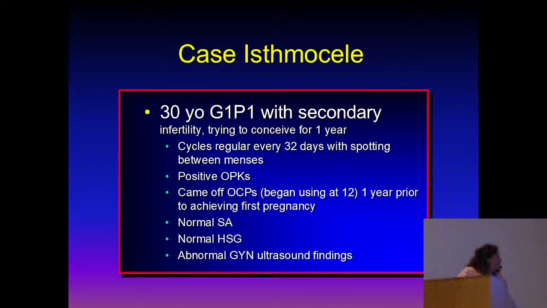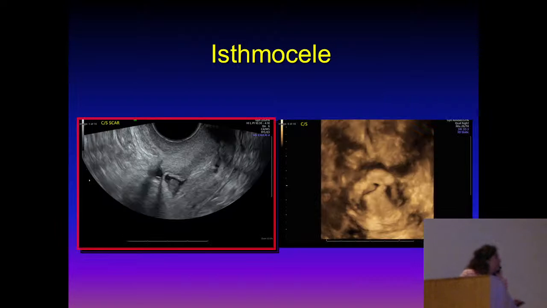So in the final case of the Isthmocoele, this is secondary infertility, trying to conceive for a year, normal studies, and she had the abnormal ultrasound. She had 1 C-section, and here's the 2D, and you can see the Isthmocoele. So here's the uterus, and the endometrium, and here's the defect. So this is the Isthmocoele at the point of the C-section scar. And here's the Isthmocoele on 3D.